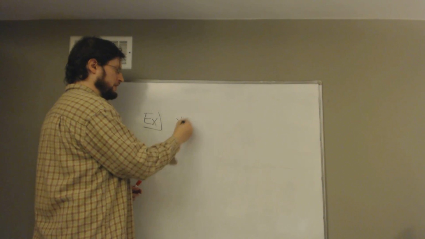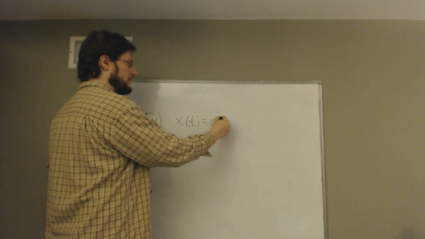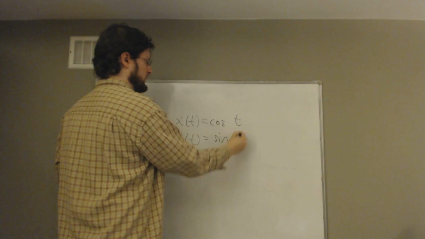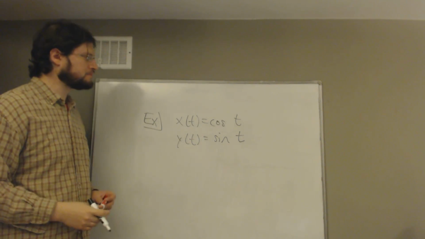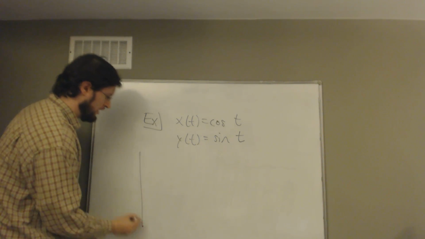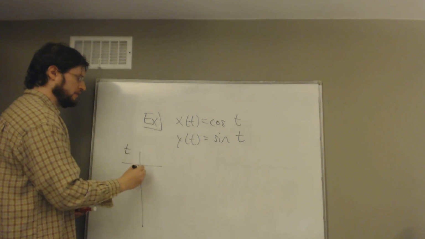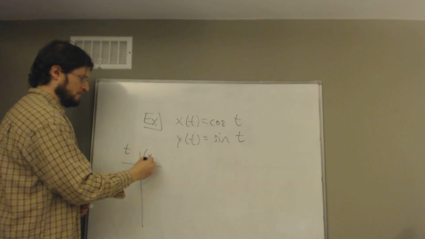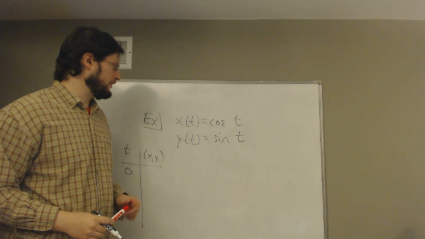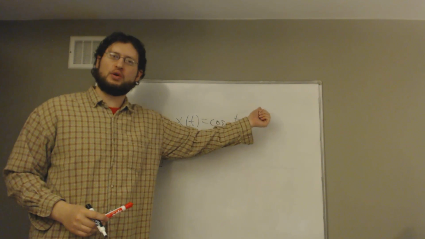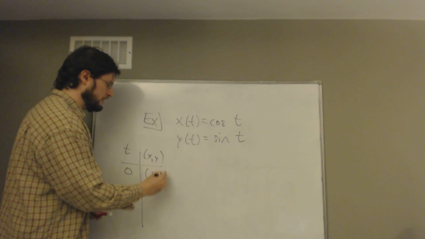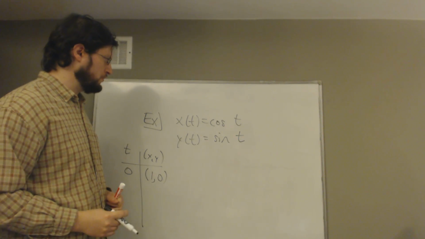Okay, so let's look at this one. X of t is cosine t, y of t is sine t. Let's start by making a chart as before. At time t, what's the point? And let's start with 0. At time 0, when I plug 0 in, I get cosine of 0 and sine of 0. Cosine of 0 is 1, sine of 0 is 0.